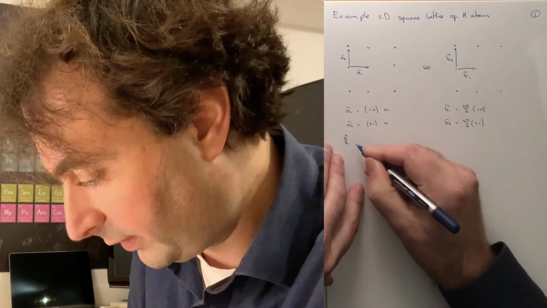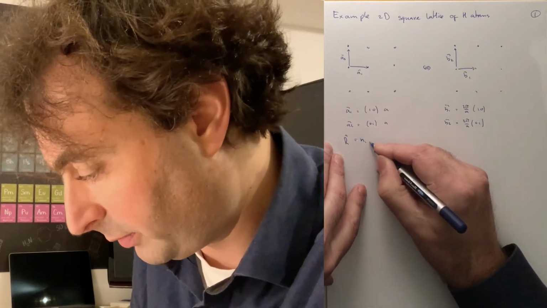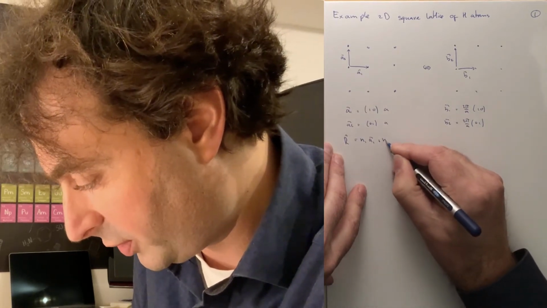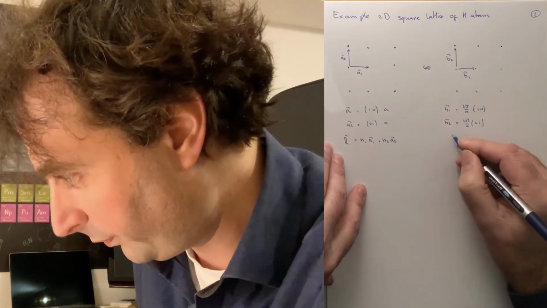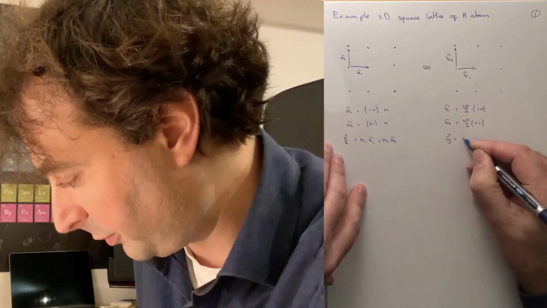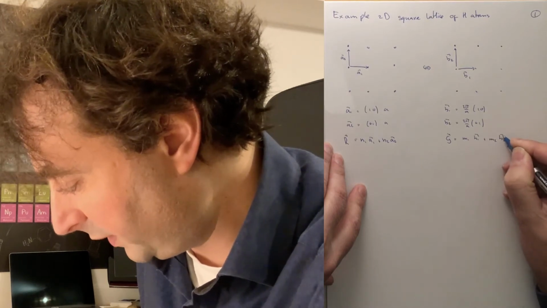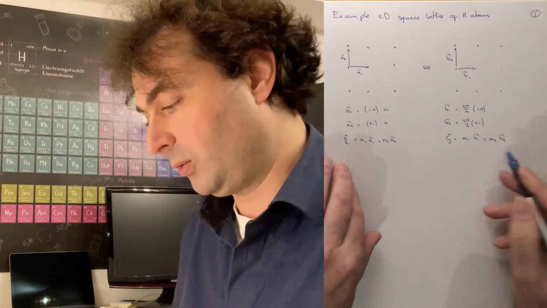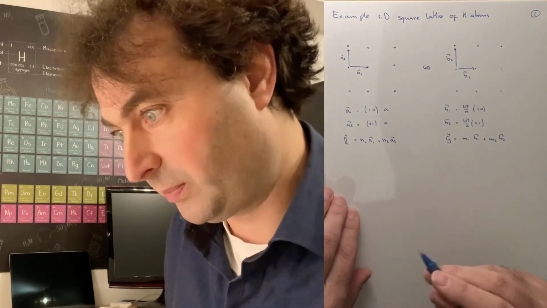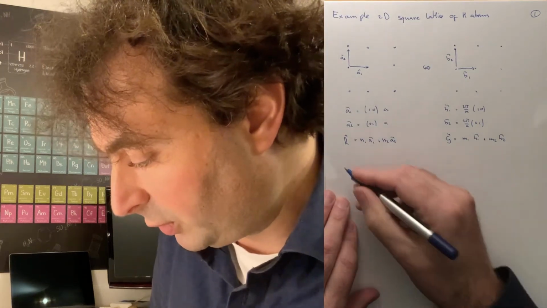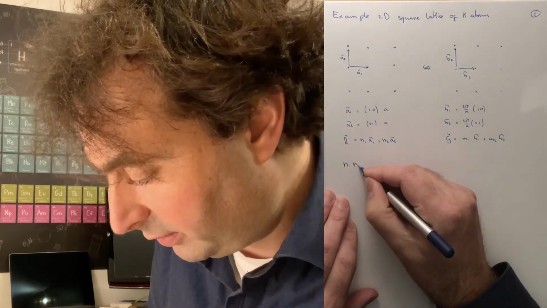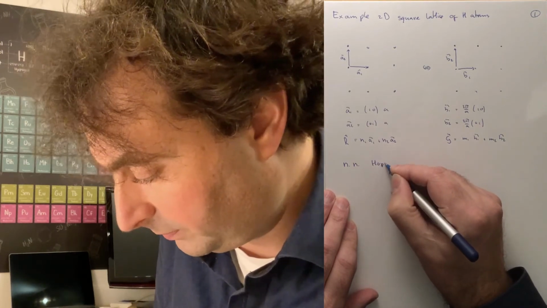The real space lattice vectors are given by n1 a1 plus n2 a2. The reciprocal lattice vectors are m1 b1 plus m2 b2, where n1, n2, m1 and m2 are integers. We will have a look at nearest neighbor hopping only.